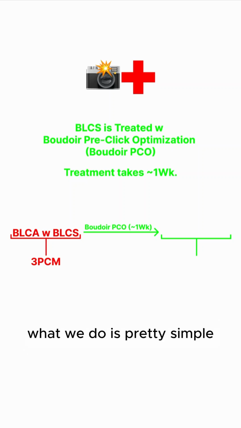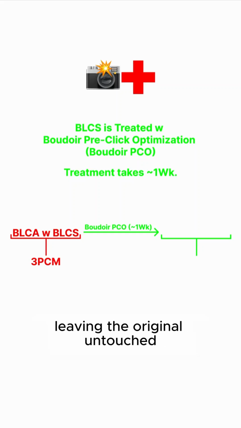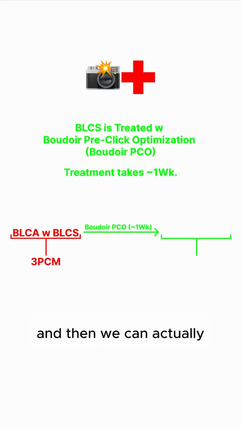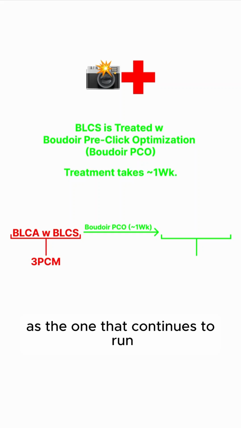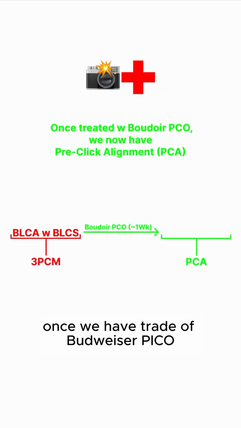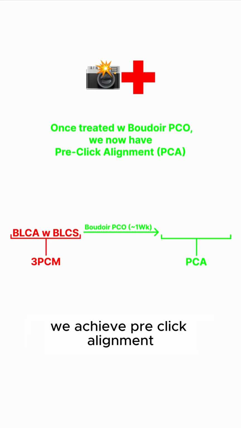What we do is pretty simple. We leave the original Boudoir Facebook ad, we duplicate it, and we treat the duplicated ad, leaving the original untouched. Treatment takes about a week, and then we're able to choose whichever one has the best metrics at the end as the one that continues to run. Once we have treated with Boudoir Pico, we now have pre-click alignment, PCA. That's what we're looking for.